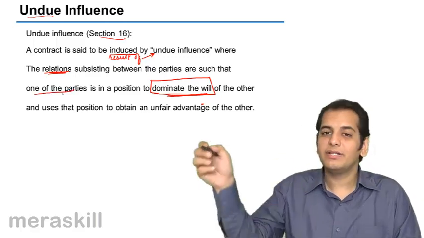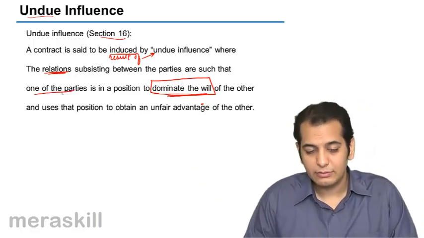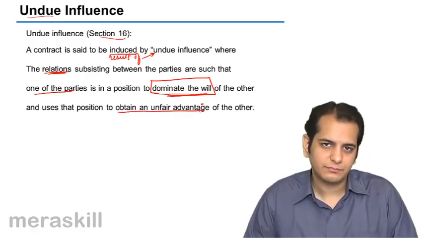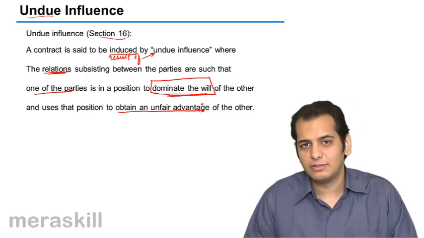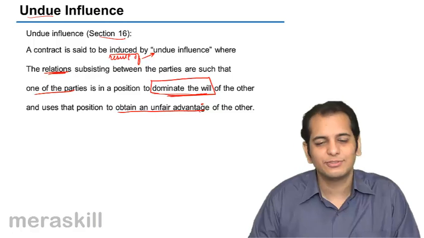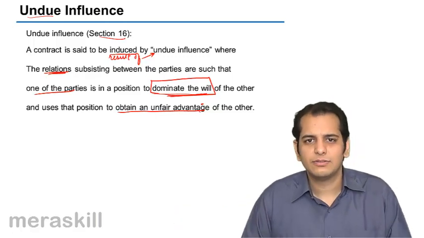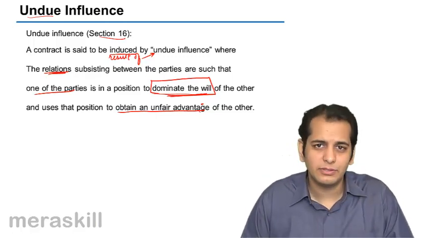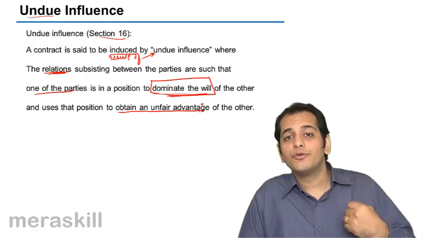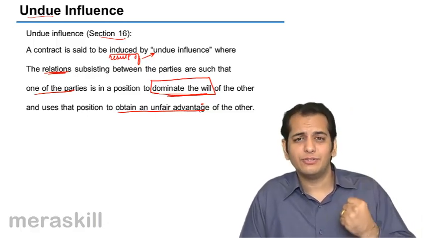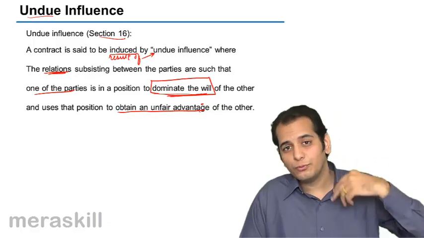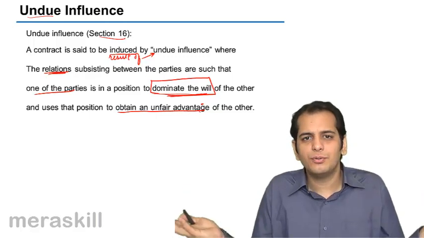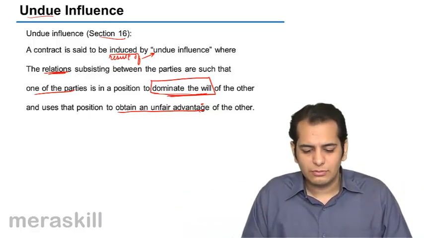One party dominates the will of the other party to obtain an unfair advantage over the other. Unfair advantage. I said undue advantage. Undue means unfair advantage, more than what is required. So you are taking advantage of a person by making use of your position, of your relation. Your position or your relation is such that you can dominate the will of the other and take advantage of him. This is undue influence. Okay?